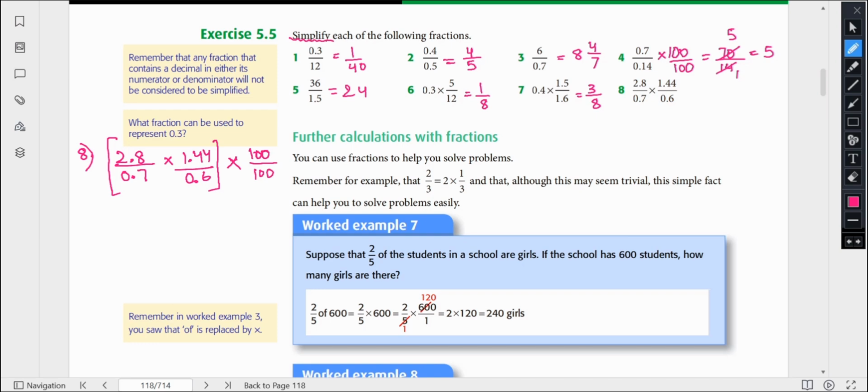So 100 multiplied by 2.8 will be 280, and then 0.7 when multiplied with 100 will become 70. It will be multiplied with 1.44, so it will become 144, and 0.6 multiplied by 100 will become 60. Now simply we need to cancel it out. 7 and 0 will be cancelled out. 7 1s are 7, and can we simplify 144 with 7? We actually cannot. But 7 1s are 7, 7 4s are 28.